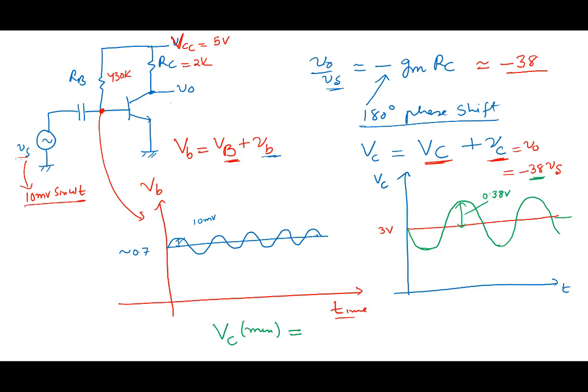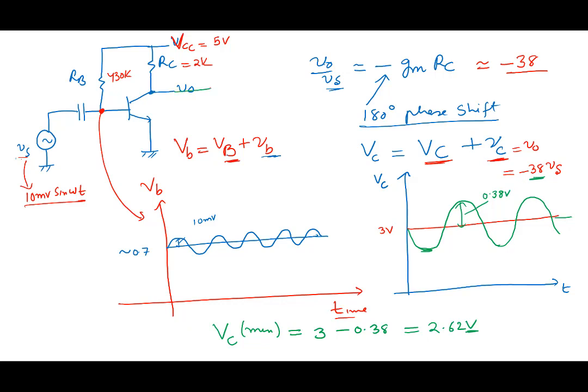Collector voltage, it's the sum of, so it would be 3 minus 0.38, right? This is the minimum value here. 3 minus 0.38 will be 2.62 volt. Minimum value. Maximum value 3.38, right? So the collector voltage here is going down and going up, going down and up.